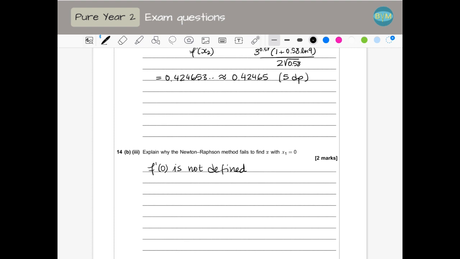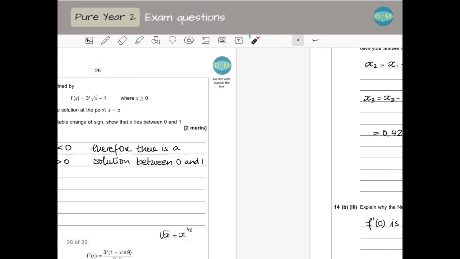The fact that the derivative has 0 in the denominator just means that the gradient of the tangent is infinite, or the tangent is vertical. You can clarify that, but not necessarily. It's enough if you say that f prime is not defined, because then you cannot apply the method. So the tangent is vertical. And that's all. That's everything that you have with this question.